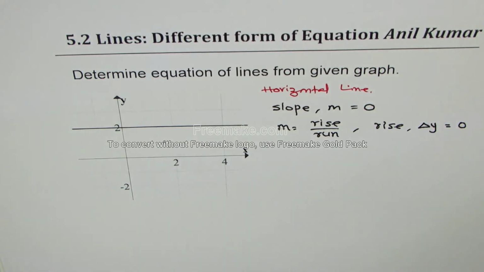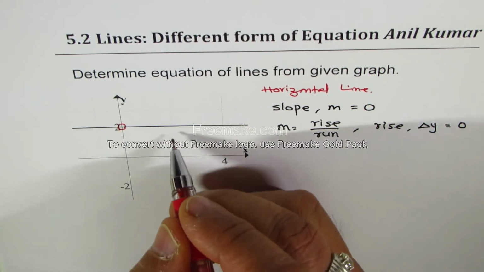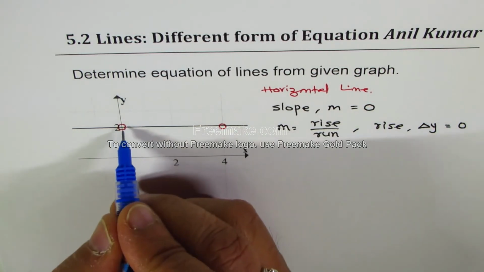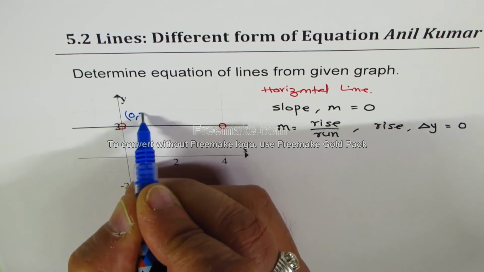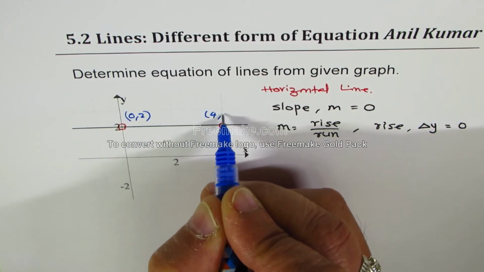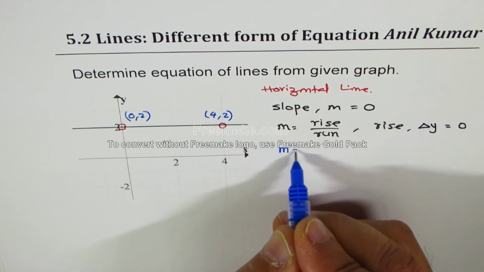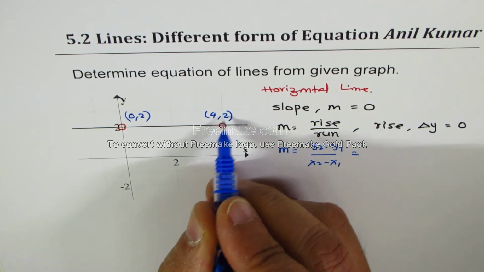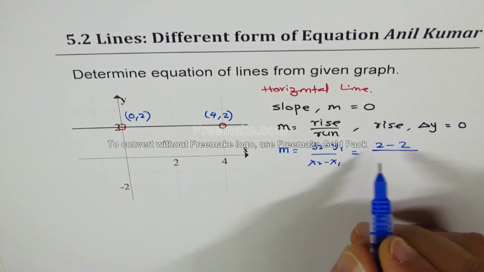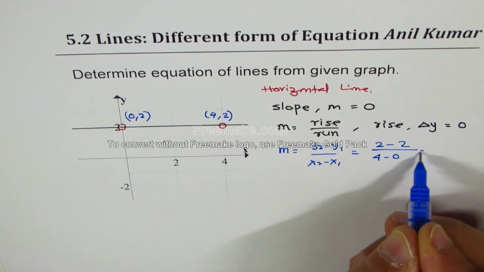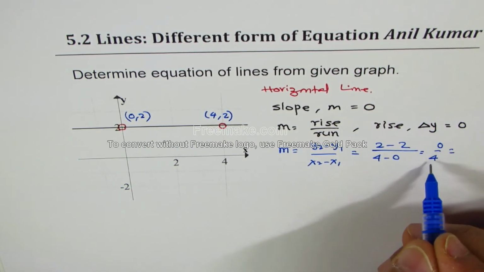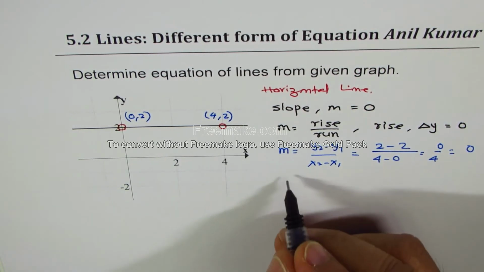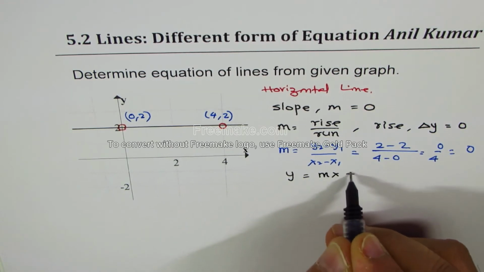You can take 2 points as we did earlier also, 1 and some other point. Let's say this point, okay? So the 2 points which we are considering now are, this is at x equals to 0, y is 2. At x equals to 4, y is again 2, right? So in this case, m is y2 minus y1 over x2 minus x1. 2 minus 2, do you see that? 2 minus 2 over 4 minus 0, which is 0 over 4. 0 divided by anything will be 0. So slope is 0.